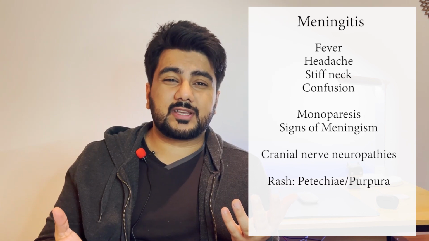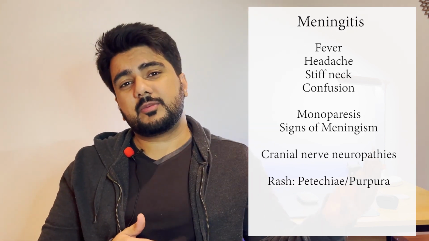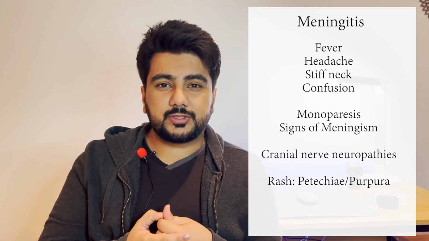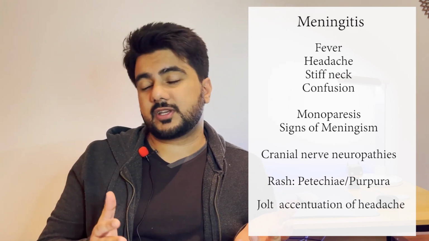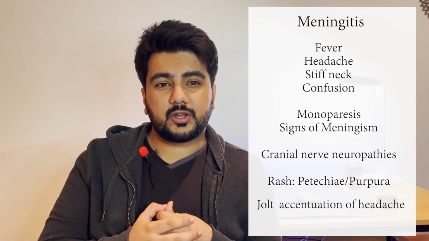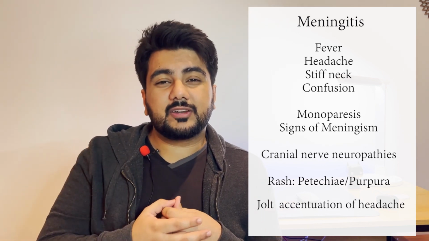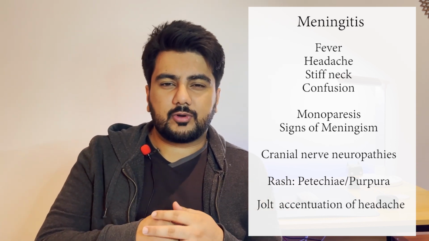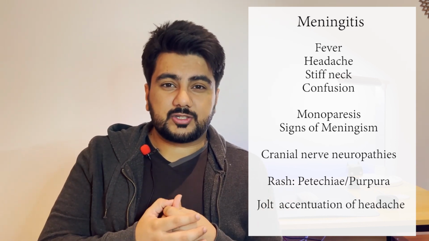And of course, you can also have a rash, which can range anywhere from a petechia to a purpura. There is another examination that you can perform on a patient, which is jolt accentuation of the headache. You can ask the patient to look side to side and rotate their head horizontally, and if it accentuates or increases their headache, it has a somewhat positive likelihood ratio for a bacterial meningitis.